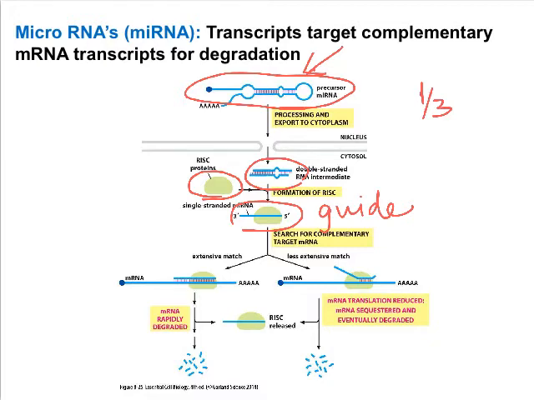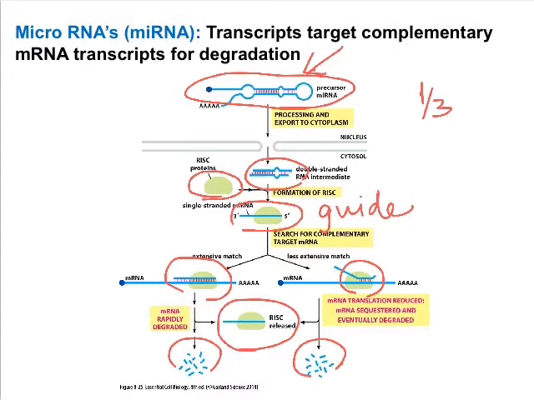If there's an extensive match, then the RNA gets rapidly degraded and cut into pieces. If there's not such an extensive match, then usually translation is inhibited and reduced, and later that RNA will be sequestered more quickly than others and eventually degraded. So in either case, it decreases translation or eventually destroys the messenger RNA. Now, an interesting point to all of this is that the microRNA is released and can be used again to degrade other RNAs.